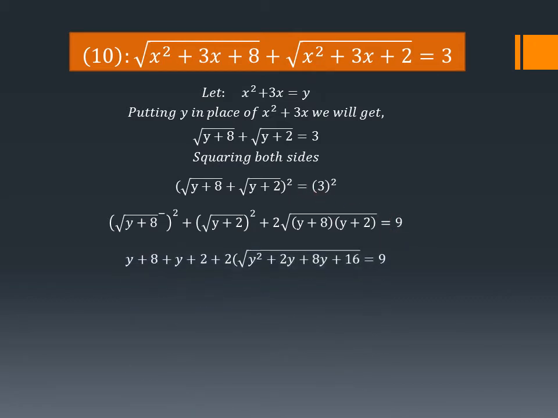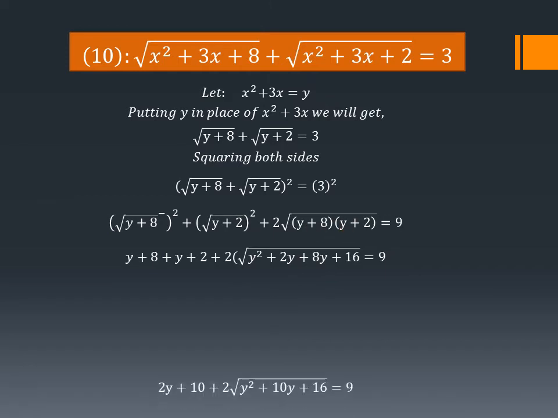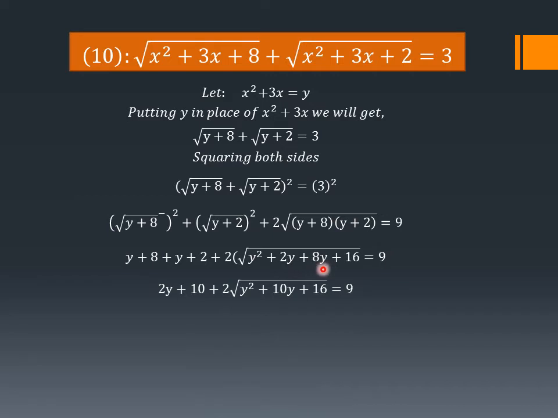Cancelling the root with the square sign, we will get y plus 8 plus y plus 2 under root y square plus 2y plus 8y plus 16. This side we get after multiplication of these two brackets. 2y and 8y are having the same variable with them, so they are common same digits. 2y plus 8y will become 10y. Y plus y is 2y and 8 plus 2 is 10.